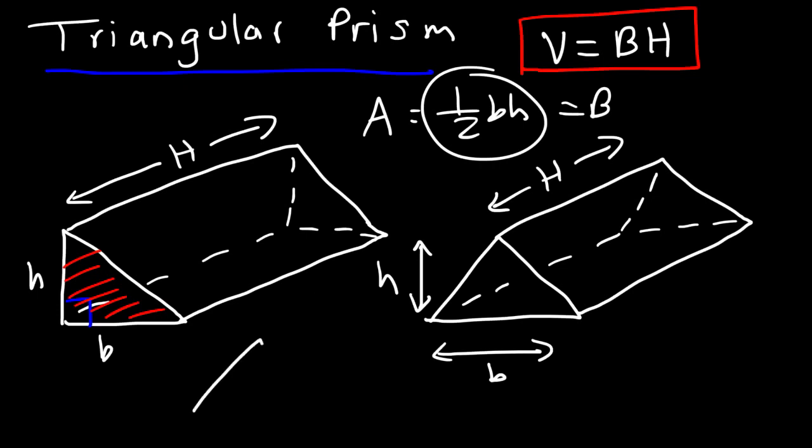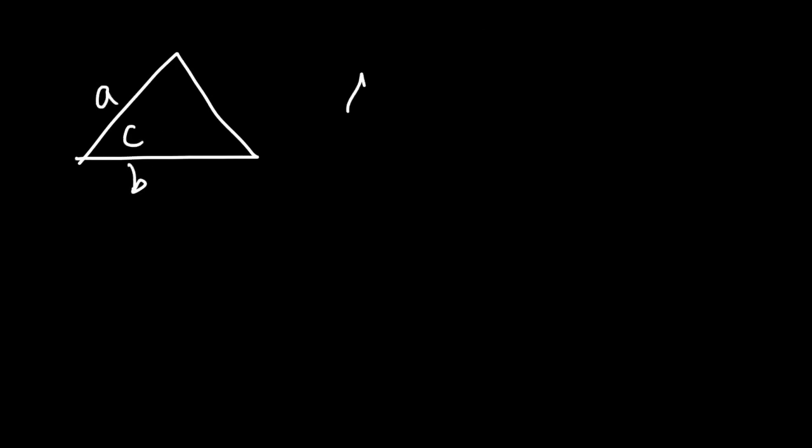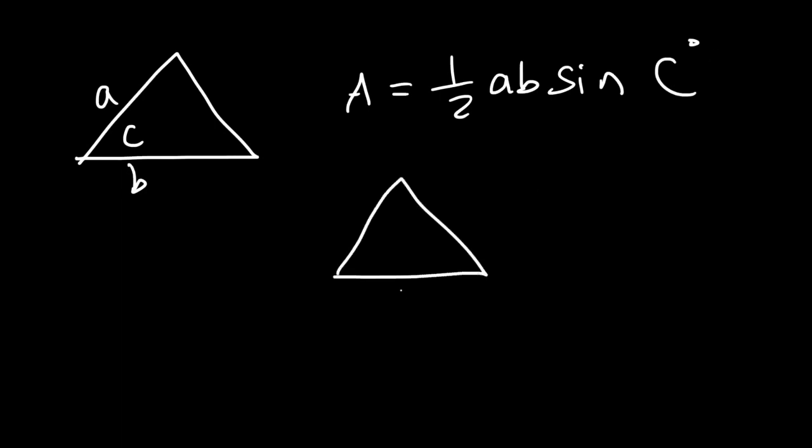Now let's say if you have an equilateral triangle where all 3 sides are the same. The area is the square root of 3 over 4 times s squared. Now let's say if you had a triangle where you have 2 sides and the included angle, the area is 1/2 AB sine of angle C. Now if you have a triangle like this, let's say if you know the base and the height, you could simply use A is equal to 1/2 BH.